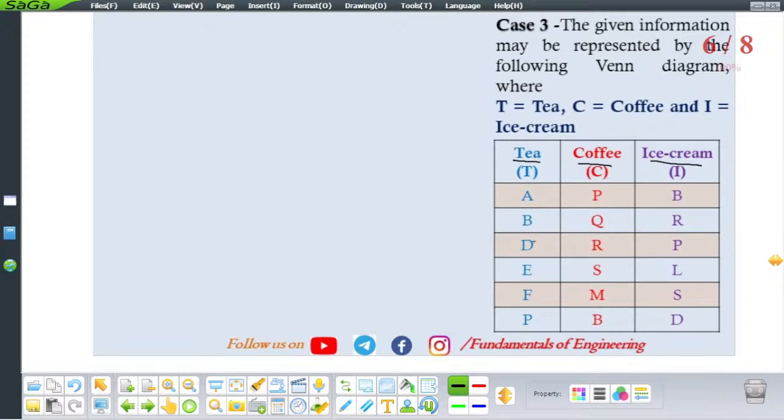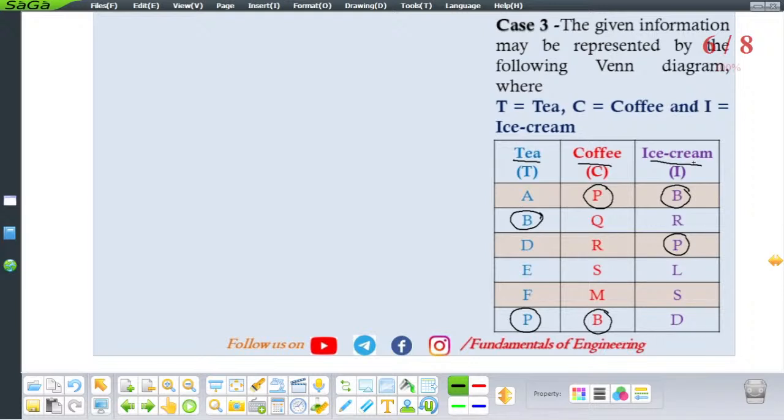Which are they? You can see here, B is lying in all three columns. B is the person who likes to drink sometimes tea, sometimes coffee, and likes to taste ice cream also. And another, P, is the person who likes tea, coffee and ice cream also. Tea and coffee are beverages, and ice cream is the additional object which can be liked by two or three persons, but we have to represent that data in terms of a Venn diagram.